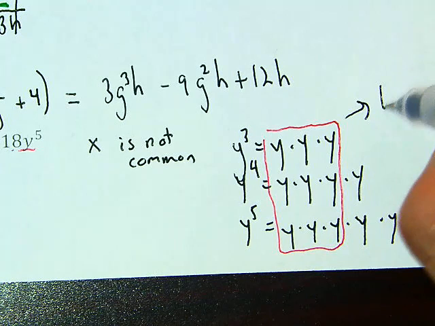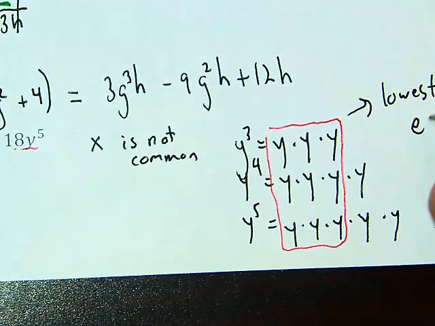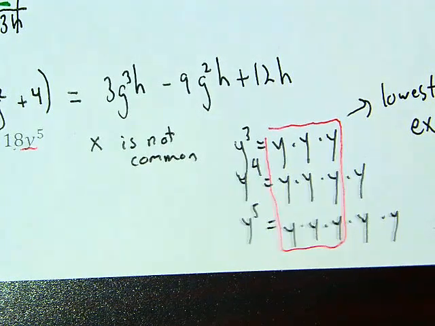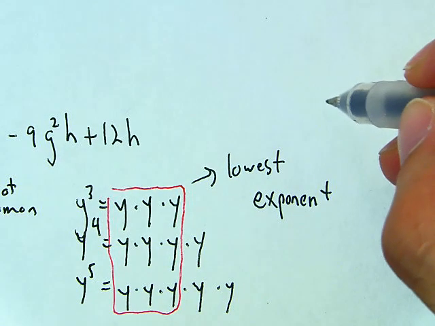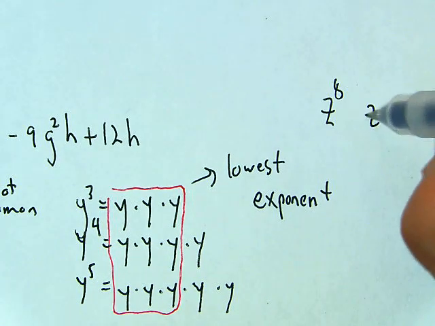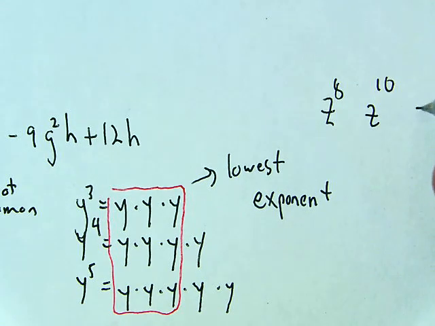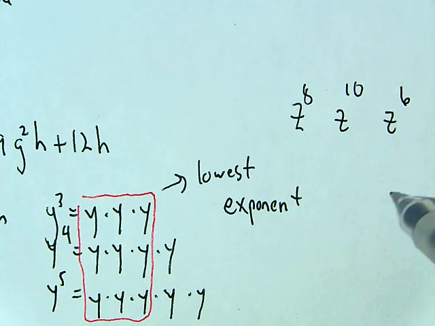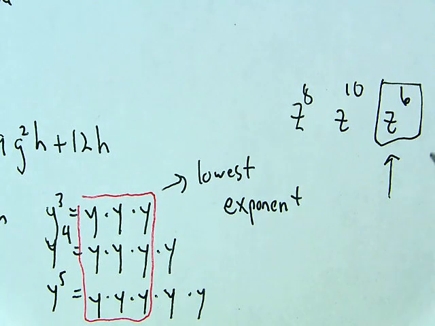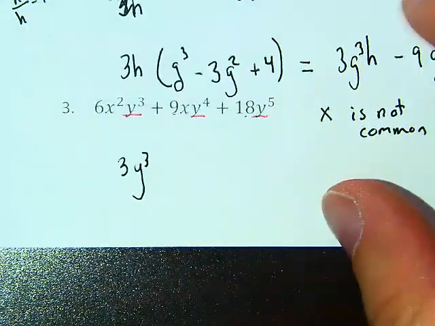If you want, a little trick is lowest exponent. Lowest exponent will always work. For example, if I have z to the 8, z to the 10, and z to the 6, what's the GCF of this, this, and this? It'll be this guy because it has the lowest exponent, because there are 6 z's in all of them. Okay? So let's continue with this one.